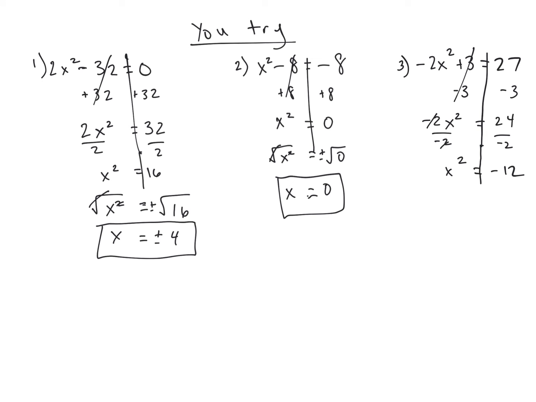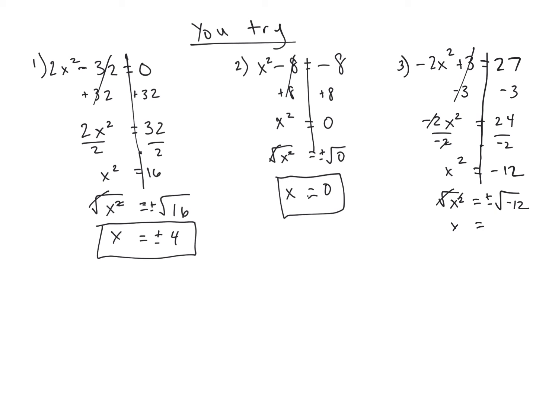All right, so working that out, I subtract 3 and I get 24. Then I divide by negative 2 and I get x squared equals negative 12. The problem is now when I go to take a square root of both sides, I end up with the square root of negative 12. And I can never have the square root of negative 12, right?